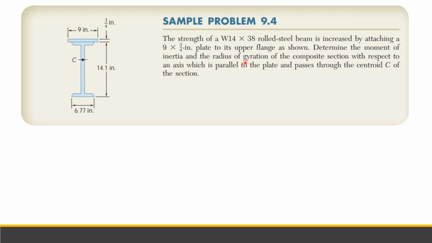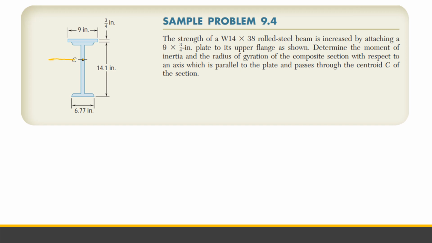Determine the moment of inertia and the radius of gyration of the composite section with respect to an axis which is parallel to the plate. So the axis is like this, parallel to the plate, so it is the x-axis, and it passes through the centroid of the section. Okay, so we will determine now the moment of inertia. So this is the centroid. We are given the centroid, but we do not know its location yet. So we will determine the centroid first, and then the moment of inertia.